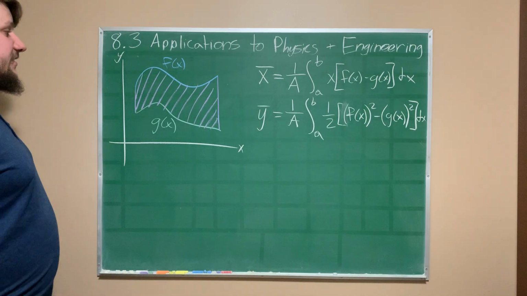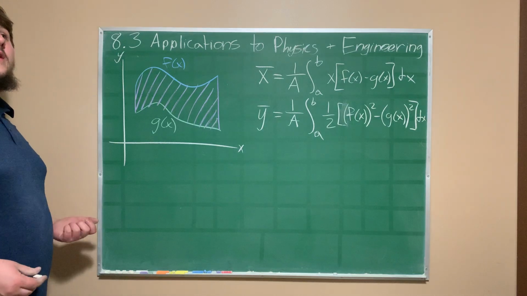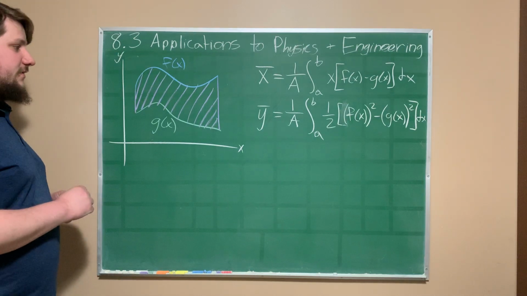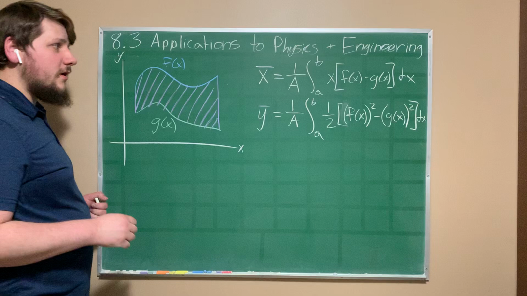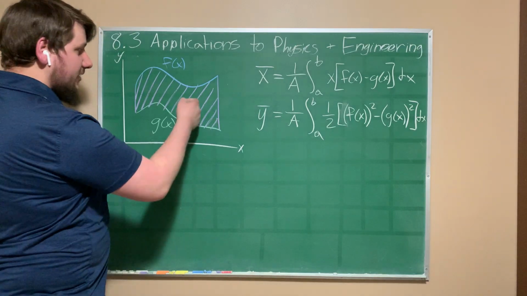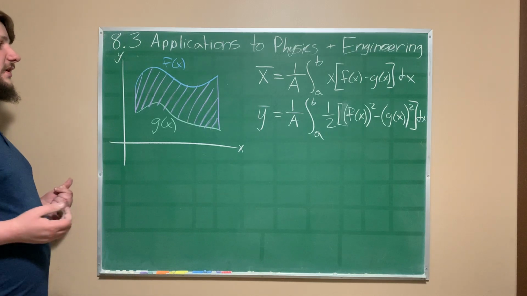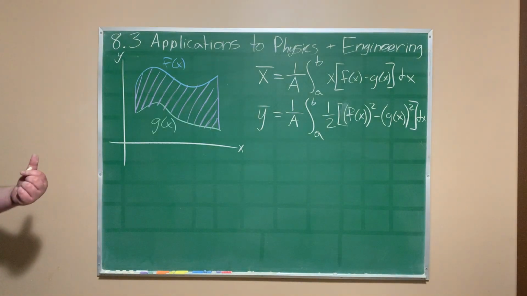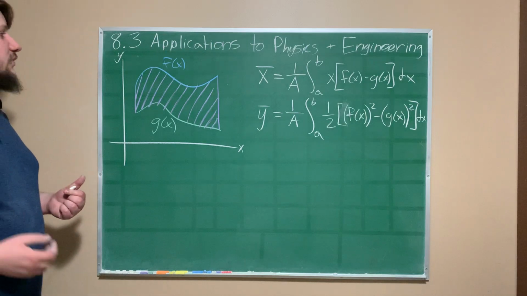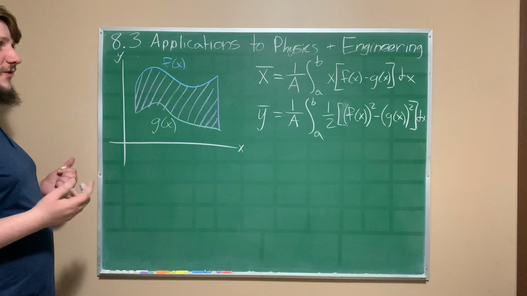In order to find the centroid of your new region here, we are now going to be thinking about the vertical distance from bottom to top instead of the simple height from the x-axis to the top of the function. And so every time that we would normally have seen an f of x in our integral, we're actually going to have the difference f of x minus g of x to get the height of the function.